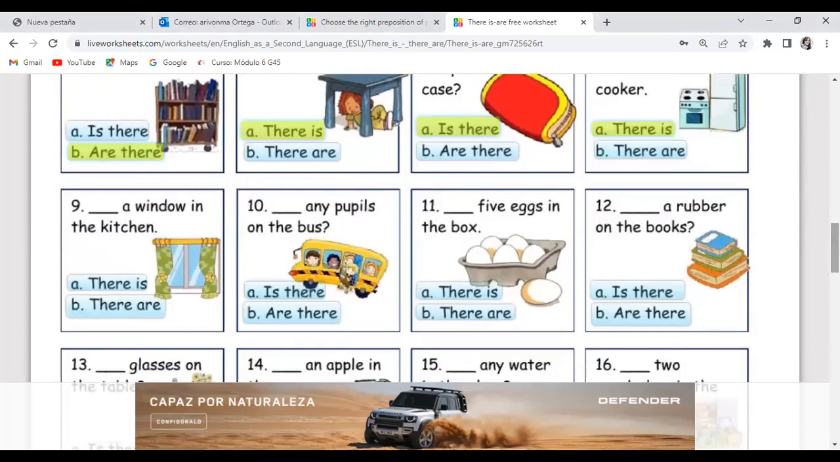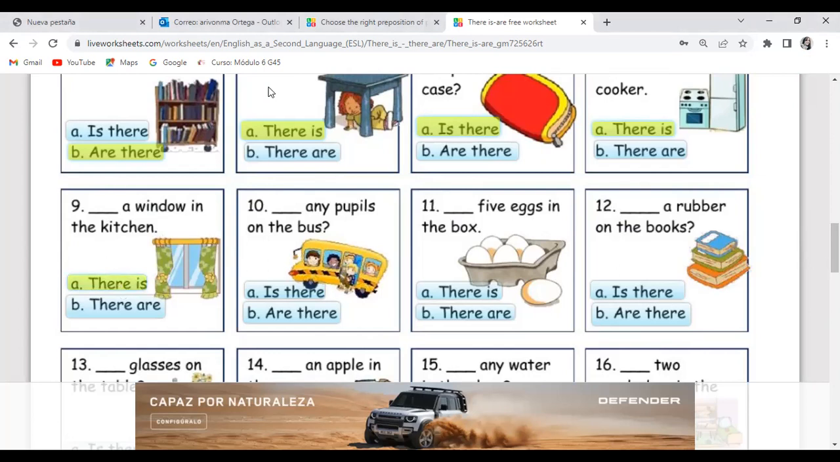All right. What about number 9? A window in the kitchen. So, I say, there is a window in the kitchen. Yes, very good. Number 10, any pupils on the bus?